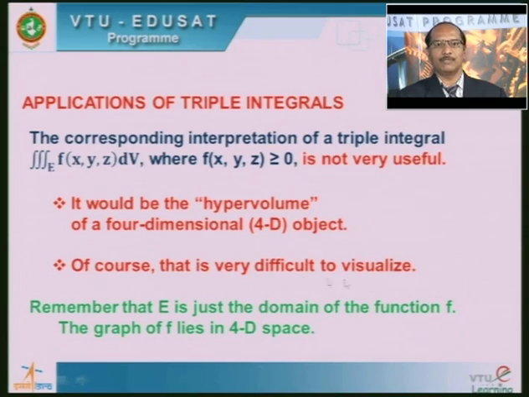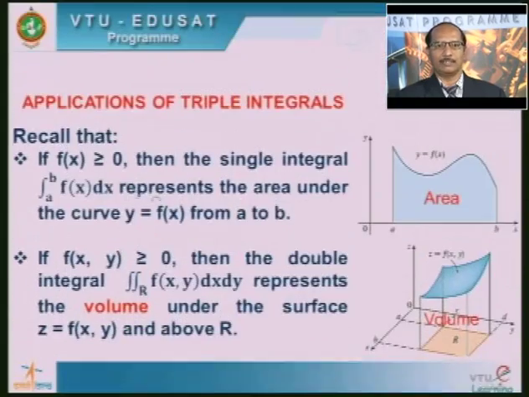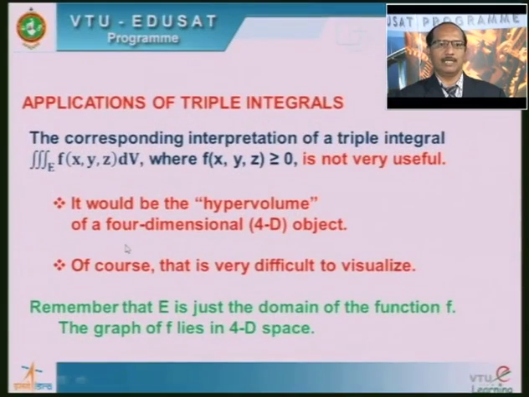Of course, this is very difficult to visualize. We have visualized the single integral as the area under the curve, and similarly the double integral represents the volume, which is also visualized in 3 dimensions, but it is very difficult to visualize a 4-dimensional object. Remember that E, the solid region, is just the domain of the function f(x, y, z), and the graph of f lies in 4D space. Just as f(x, y) lies in 3D space and f(x) lies in 2D space, similarly f(x, y, z) lies in 4-dimensional space. So, it is very difficult to visualize.